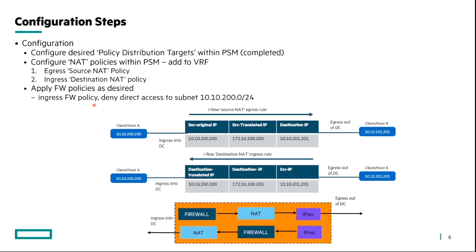If we've got this firewall policy rule in, we then have an ingress NAT rule to translate that destination IP back into the original host A IP address, which is 10.10.200.200. So that's effectively what we're going to apply in the lab. So let's jump onto the lab and start configuring our policies.